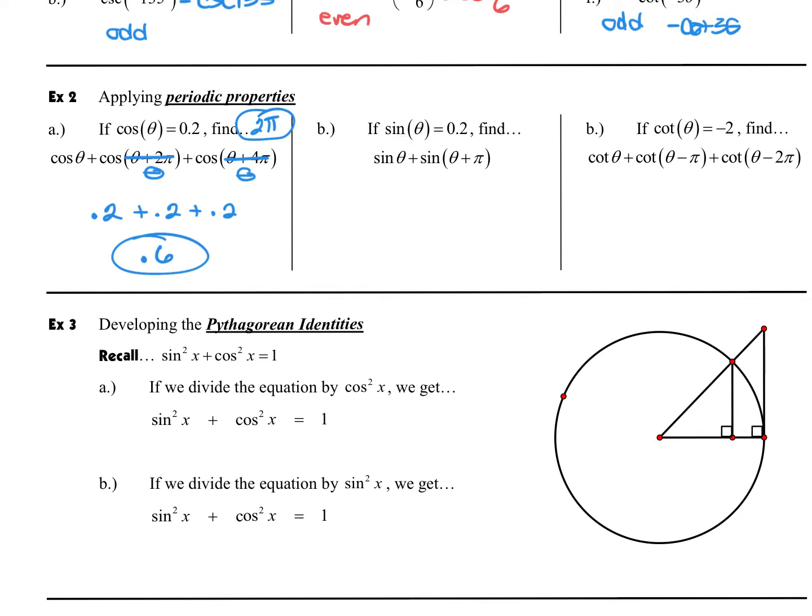Sine will also repeat every 2 pi. So this also has a periodic nature of 2 pi.